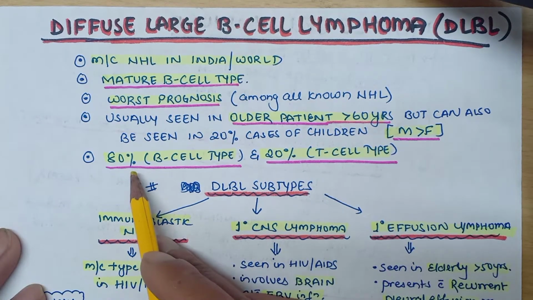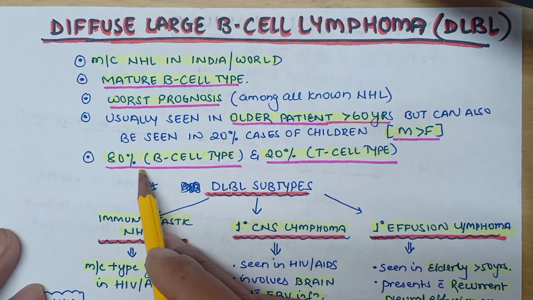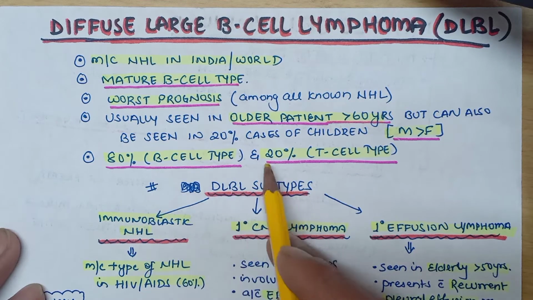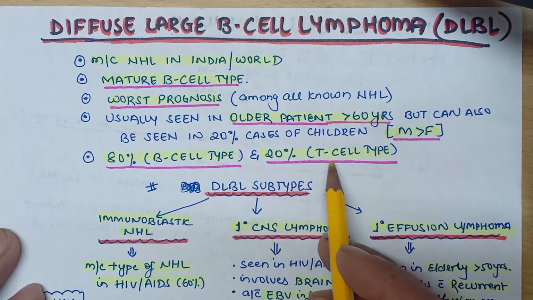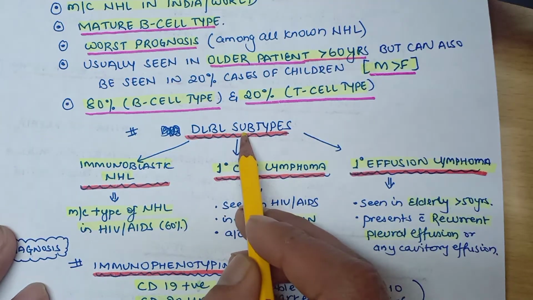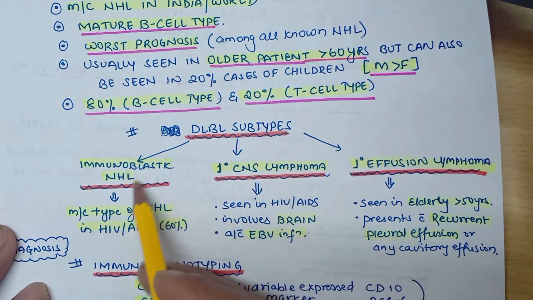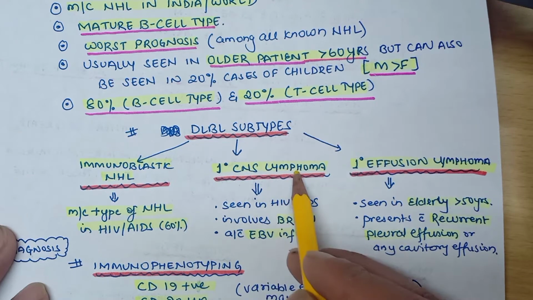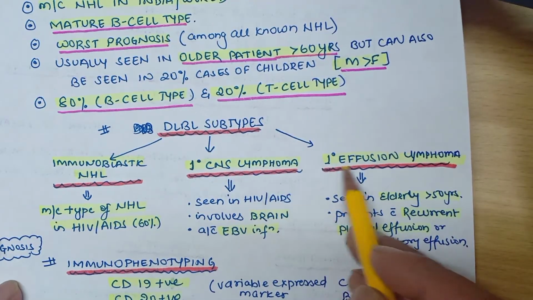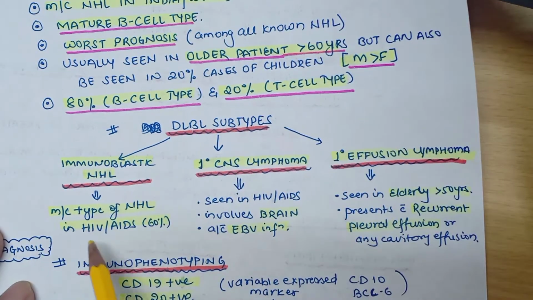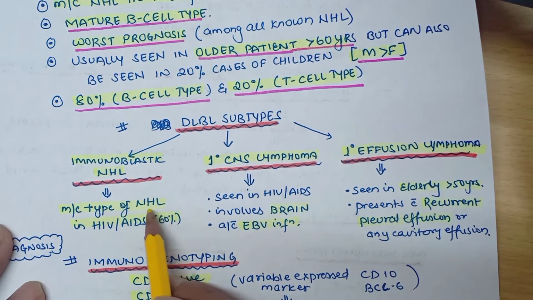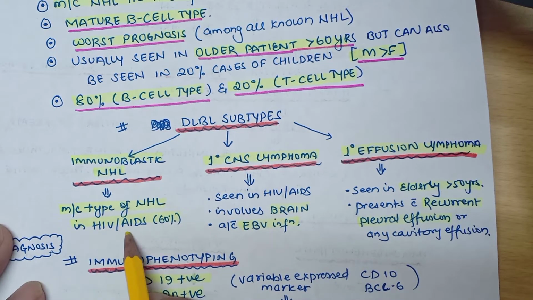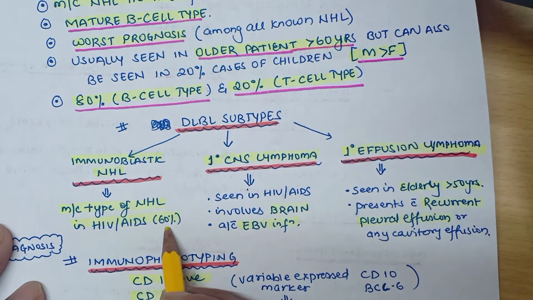80% of diffuse large B-cell lymphoma are B-cell type and 20% are T-cell type. DLBCL has three subtypes: immunoblastic non-Hodgkin's lymphoma, primary CNS lymphoma, and primary effusion lymphoma. The most common type of non-Hodgkin's lymphoma in HIV or AIDS is immunoblastic non-Hodgkin's lymphoma. It is seen in 60% of the cases.